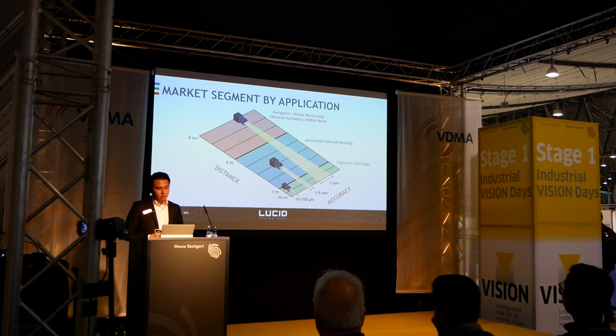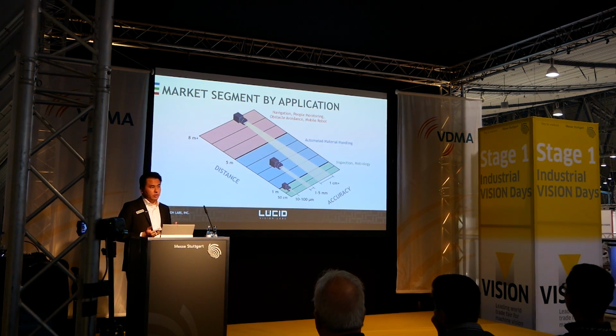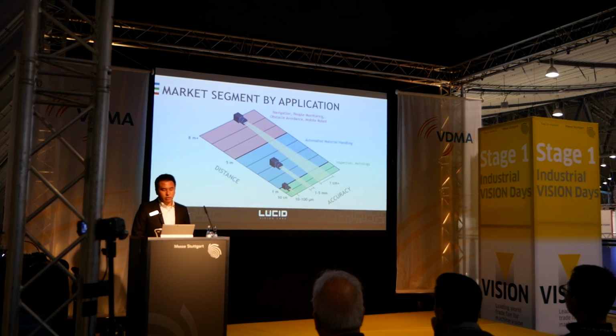So in the middle, you have automated materials handling, where you're typically operating maybe 1 to 3 meters apart, and you would want to know a bit more accurately about the size of the object you're picking up, so you can accurately pick up the object. So the accuracy needed is about 1 to 5 millimeters. And then you have your higher-end applications like inspection and metrology, where you're using manufacturing lines or reverse engineering, and you want to know the size of the object you're looking at down to the micrometer level.